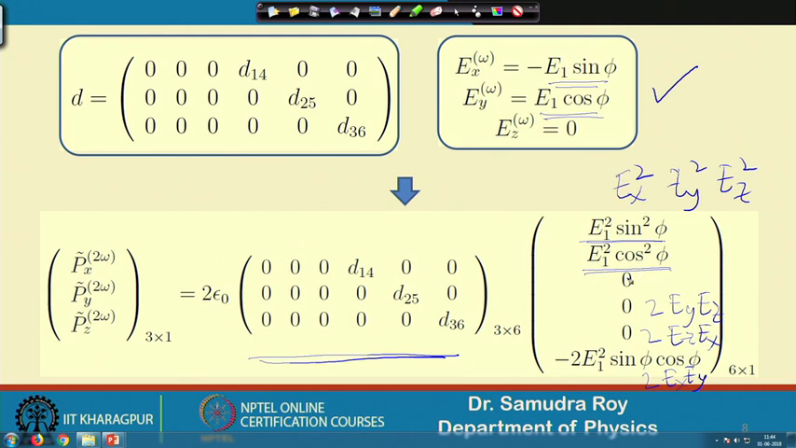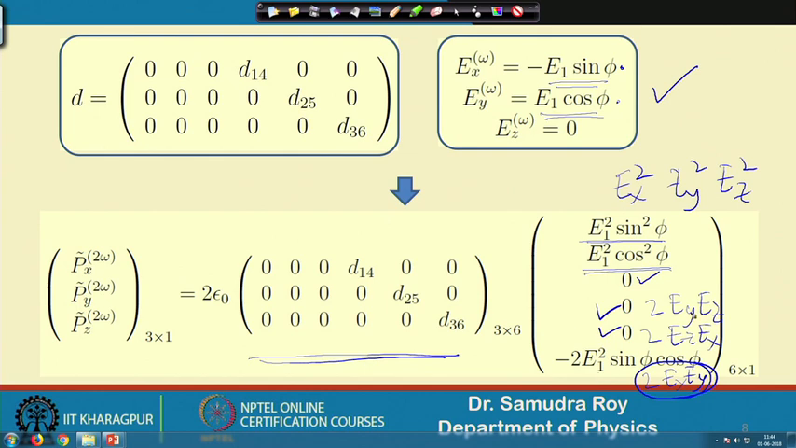This will be E z. So, E z square is 0. This should be 2 of E x E z, E z again 0. So, we have 0, and the fifth term will be 2 of E z E x as written here, this is also going to vanish, and finally, we have 2 of E x E y, and this 2 of E x E y term is going to survive, because E x is not equal to 0 and E y is also not equal to 0. So, we will have 2 of E 1 square sin phi cos phi, or in other way one can write as E 1 square sin of 2 phi.